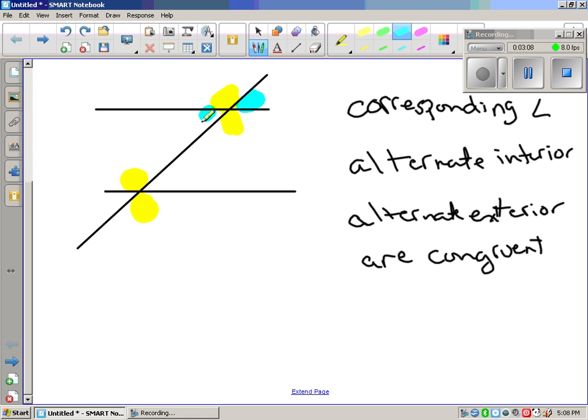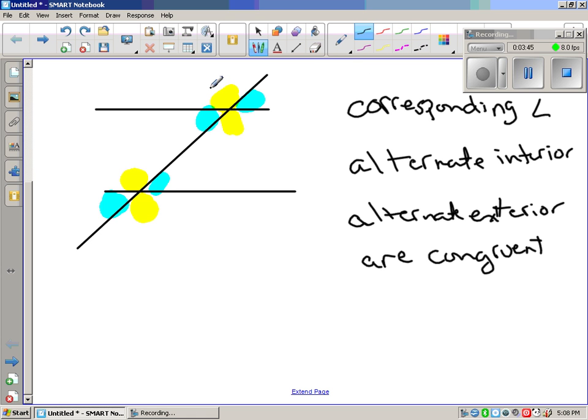The blue angle and the other vertical angle are congruent. The first blue one is congruent to this one because they're corresponding, and then it has another vertical angle. The two inside blue angles are alternate interior, two inside yellow ones are alternate interior, and the alternate exteriors are also congruent. If you know one angle in this whole setup, you can find everything.